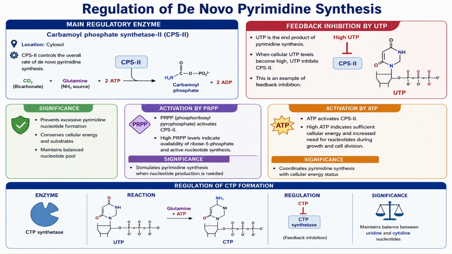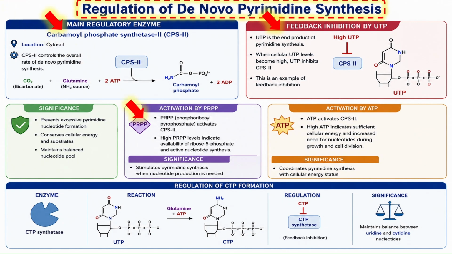So coming to the regulation of the pyrimidine synthesis. The major regulatory enzyme of the pyrimidine synthesis is carbamoyl phosphate synthetase 2 or CPS2. The next one is the UTP molecule. We have already discussed UTP is a regulatory molecule. So how is it acting as a regulatory molecule? The UTP inhibits the CPS2 enzyme through feedback inhibition, preventing the excess nucleotide production.